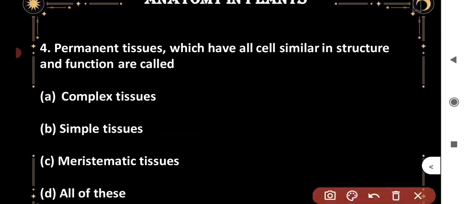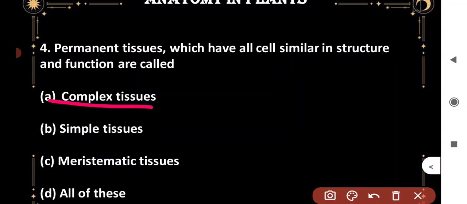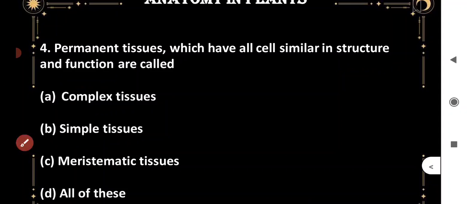The next question says permanent tissues which have cells similar in structure and function are called. So the permanent tissues having similar structure and function are nothing but simple tissues. Complex tissues means they have different types of cells, different structure, and perform different functions. Simple tissues means similar structure and similar function. Okay, next question.